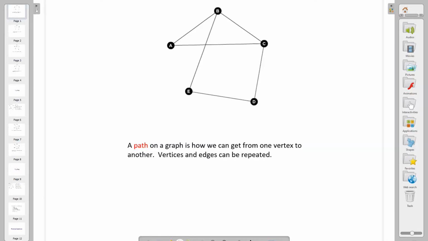In Lesson 3.2, we have some more definitions to understand. A path on a graph is how we get from one vertex to another. Vertices and edges can be repeated in a path.